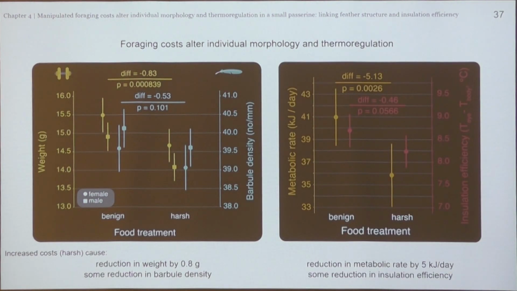And in terms of the thermoregulation, in orange you can see metabolic rate, and in pink you can see insulation efficiency. Both of these tended to decrease under the harsh treatment. So harsh treatment birds had lower metabolic rates, and they also had reduced insulation. I should say, a larger difference between the eye and the body temperature means better insulation.